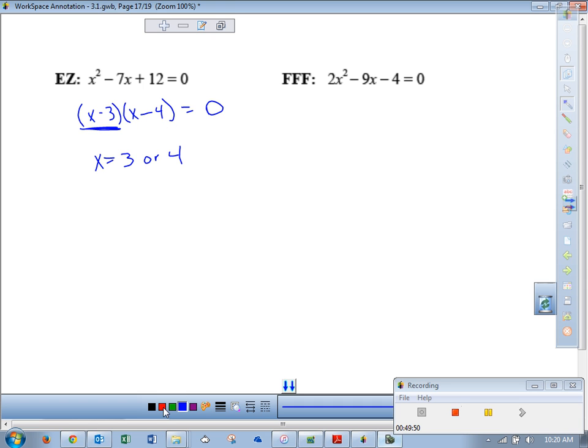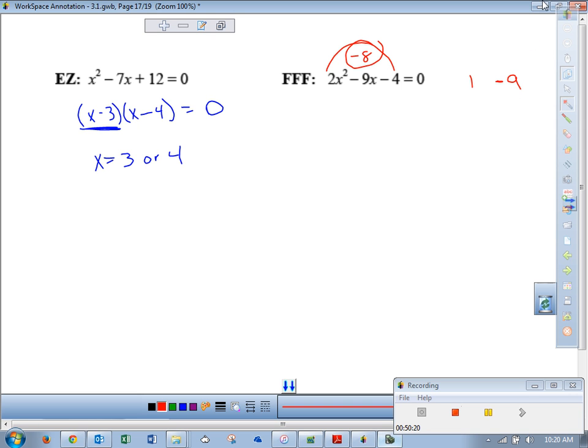Frowny face factor. Why? Because the a value is not 1. So I make that little frowny face and I multiply a times c, negative 8. Correct? Now I need to find two numbers that multiply together to be negative 8 and add together to be a negative 9. Since they have to multiply together to be a negative, would you agree that one number has to be positive and one number has to be negative? So multiples of 9, 1 and 9, but one of them has to be negative.